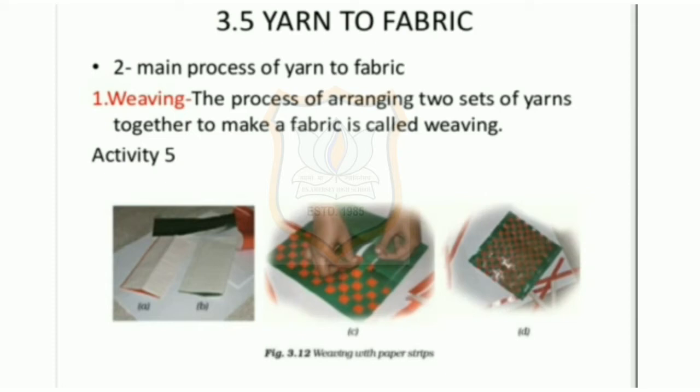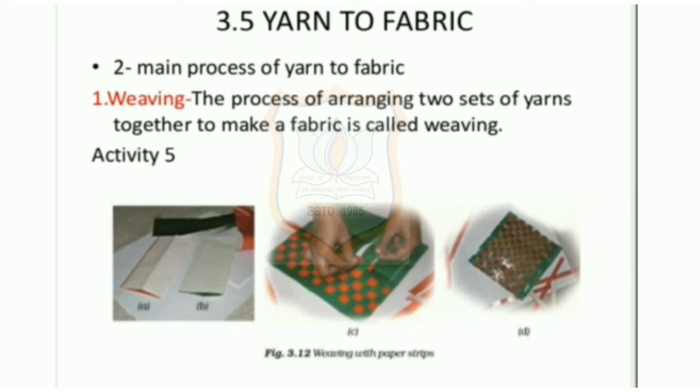In activity 2, you might have studied that a fabric is made up of two sets of yarns arranged together. Let us try to weave some paper strips. Here, some activity is given to you in figure 3.12. The activity is weaving with paper strips. What things will you require? 3 sheets of stiff paper of different colors, a scale and a pair of scissors.